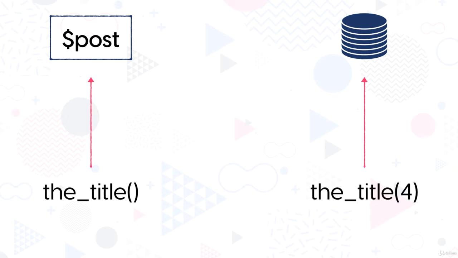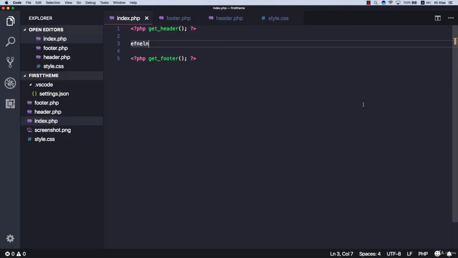So the loop is basically responsible for setting this global variable post so that you can use template tags without providing an ID to get information about the current post in this global post variable. I know this might sound a bit vague, so let's now write some code and then we will take a deeper look at how the loop actually works.